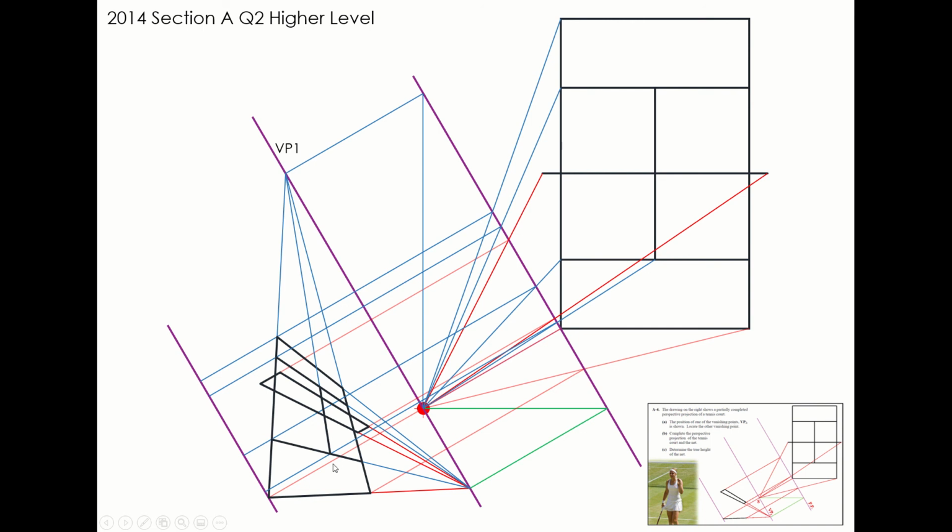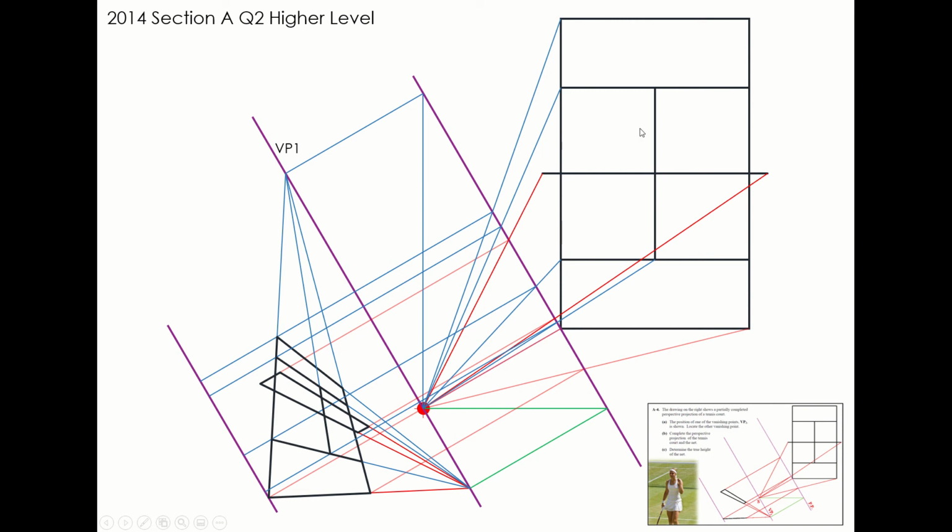So that's all the main parts. Nothing really major, nothing different there. Any other points there? If you wanted to find the center point here, you could cross your diagonals, and that'll find you the center point there and square it out. But it's perfectly okay to go from our point there down. The last thing we're asked is to determine the true height of the net.